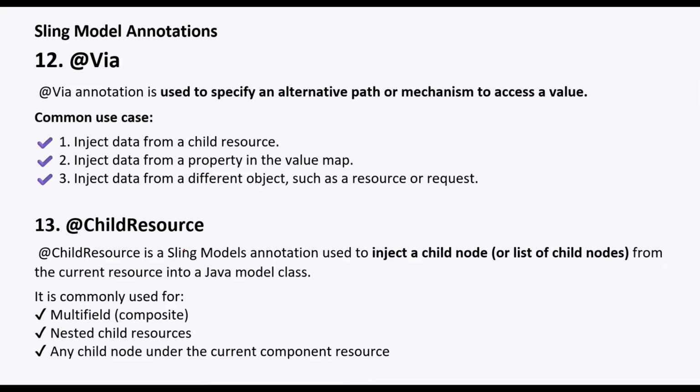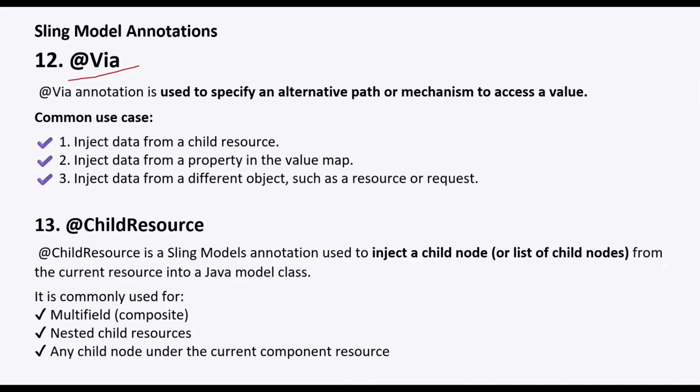Hello everyone. In the previous lecture we discussed the script variable as well as the request attribute annotation, right? Today we are going to talk about the via annotation as well as the child resource annotation. First we are going to discuss the via annotation.